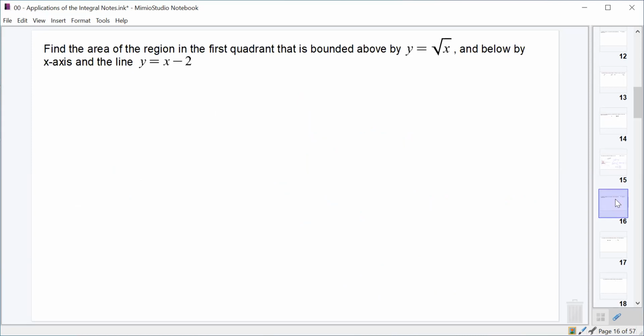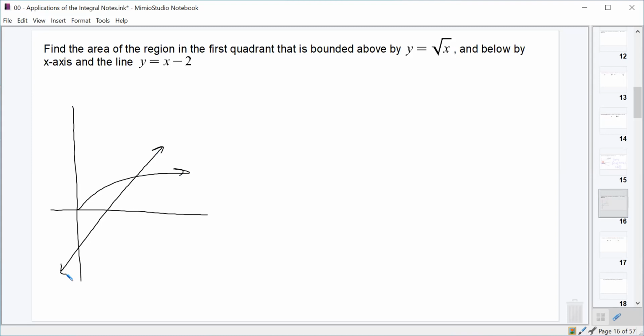We may recognize this problem as one we did two or three times in the last set of lecture notes. We're looking for the area between y equals root x and y equals x minus 2, but only in the first quadrant, and bounded as well by the x-axis. When we did this before, the problem was that our region had the same upper bound for the entire region, but it had different lower bounds.